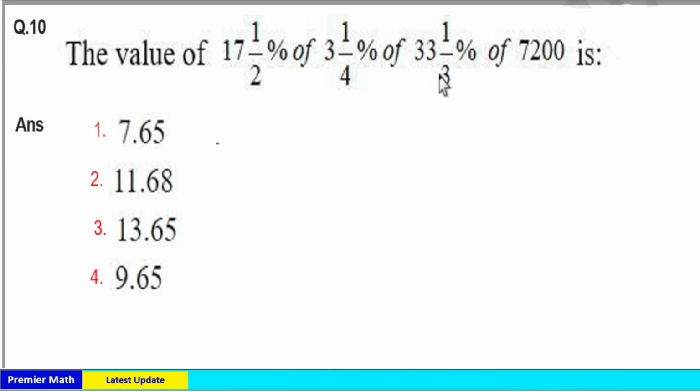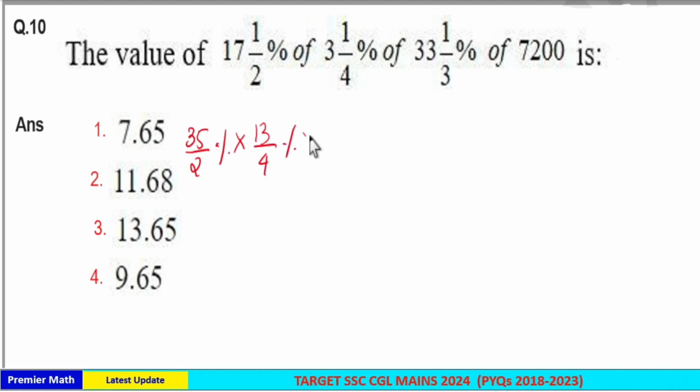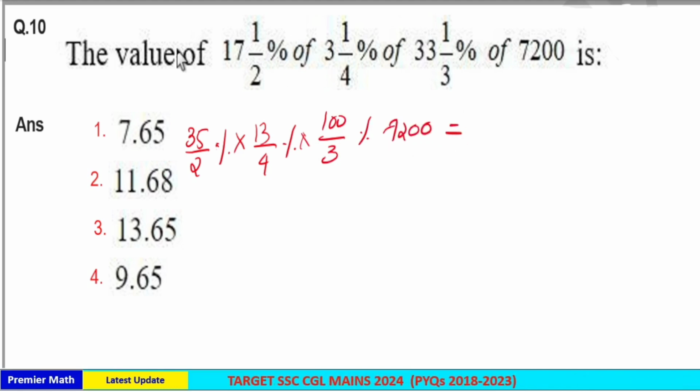The value of following is, here 17.5% means 35 by 2 percentage. Of means multiplication. 3 and 1 by 4 means 12 plus 1, 13 by 4. Percentage of 33 and 1 by 3 means 100 by 3. Percentage of 7200. Now this will become here percentage and double zero cancel. 2 into 4 is 8.